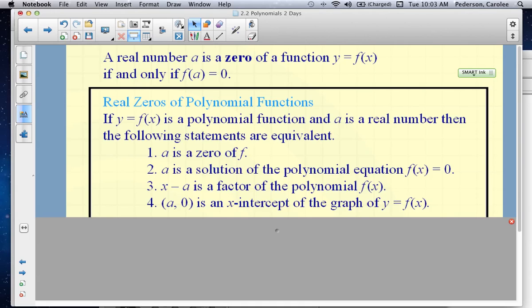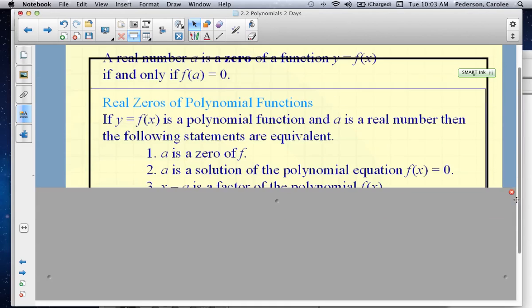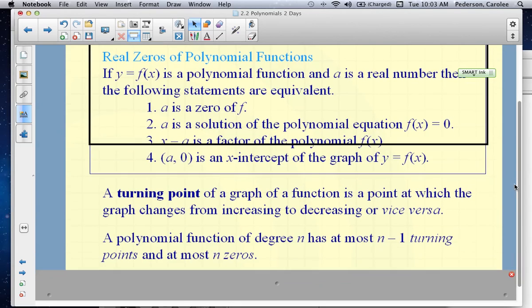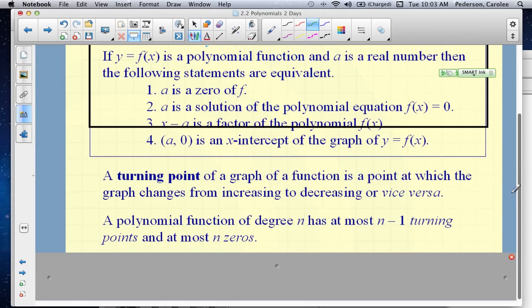What I do want you to write down is something new. This right here in the green. We don't talk about the turning point. The turning point is an increase or a decrease, so think about slopes in the function. So you have a turning point. We're going to show you that in the next example. And how many turning points you have is n minus 1.